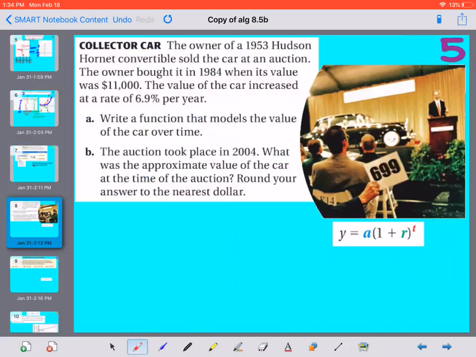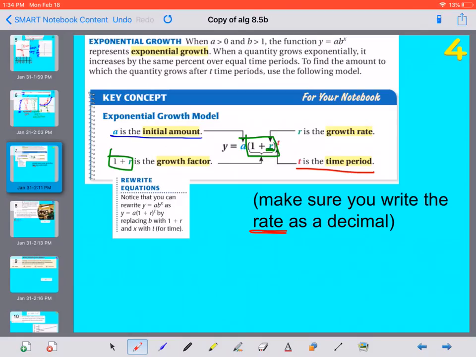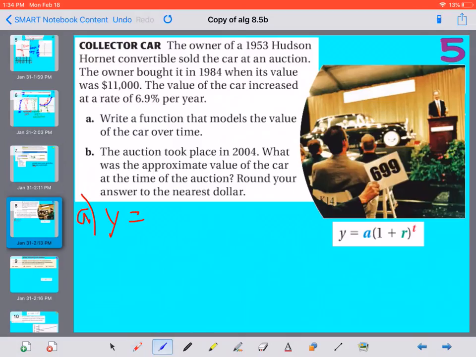It says the owner of a 1953 Hudson Hornet convertible sold the car at an auction. The owner bought it in 1984 when its value was $11,000. The value of the car increased at a rate of 6.9% per year. Write a function that models the value of the car over time. So what we are going to start with, well, we have y, and we said that A is the initial amount. Our initial amount is what he bought it for right away, $11,000.